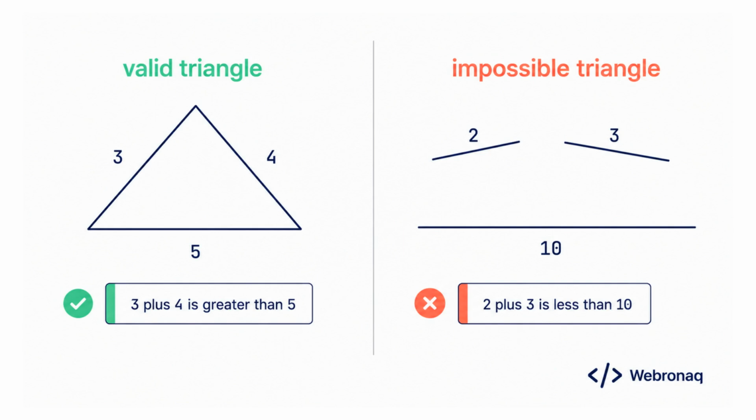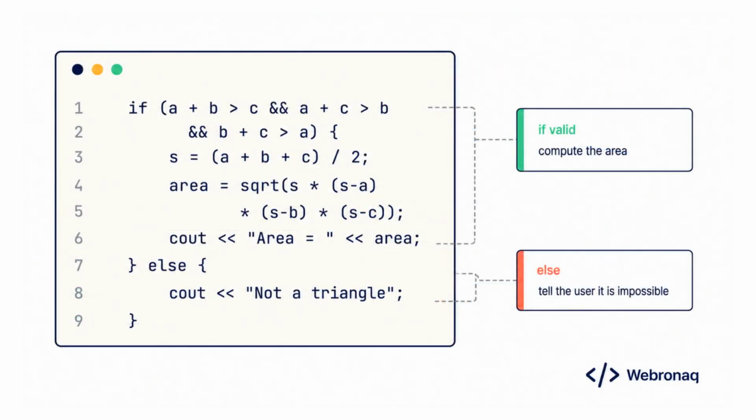If the user enters bad values, Heron's formula will try to take the square root of a negative number, and your program will return something nonsensical. We need to handle that. Here is the fix. Before we run the formula, we check all three pairs with an if statement. The two ampersands you see, that is the logical AND operator. It means every single condition must be true for the code inside to run. If even one fails, we jump to the else block and tell the user the sides cannot form a triangle. This is a small change, but it is the difference between a program that crashes on bad input and a program that handles it gracefully. Always validate before you compute.